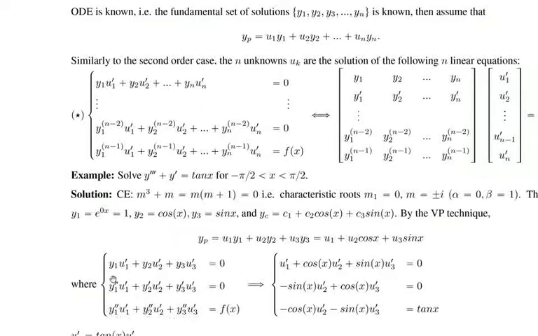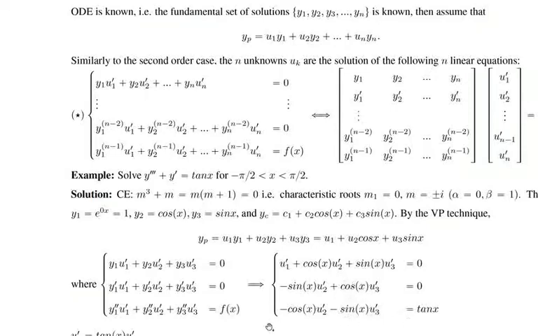Okay, so we know what y1 is. y1 is 1, y2 is cosine x, and y3 is sine x. The derivative of 1 is 0. The derivative of cosine x is minus sine x. Then the derivative of minus sine x is minus cosine x. Similarly, we take sine x, we differentiate it, we get cosine x. The derivative of cosine x is minus sine x.